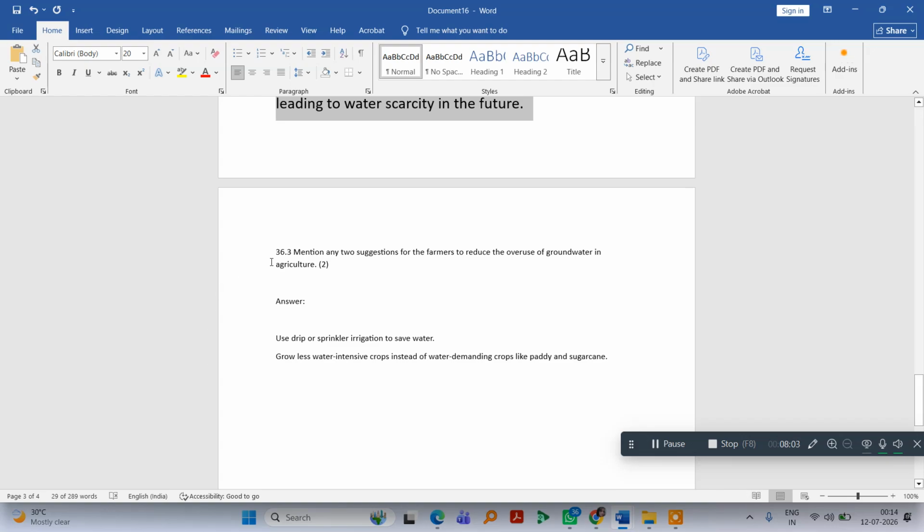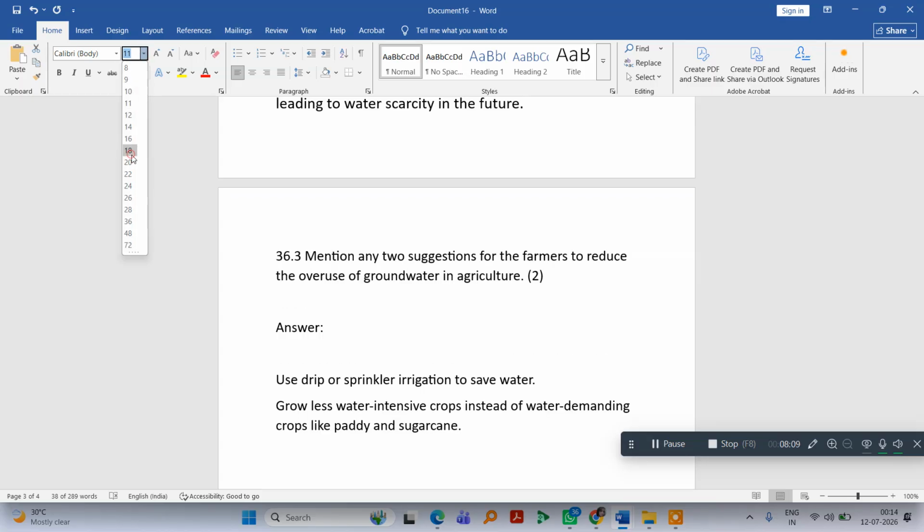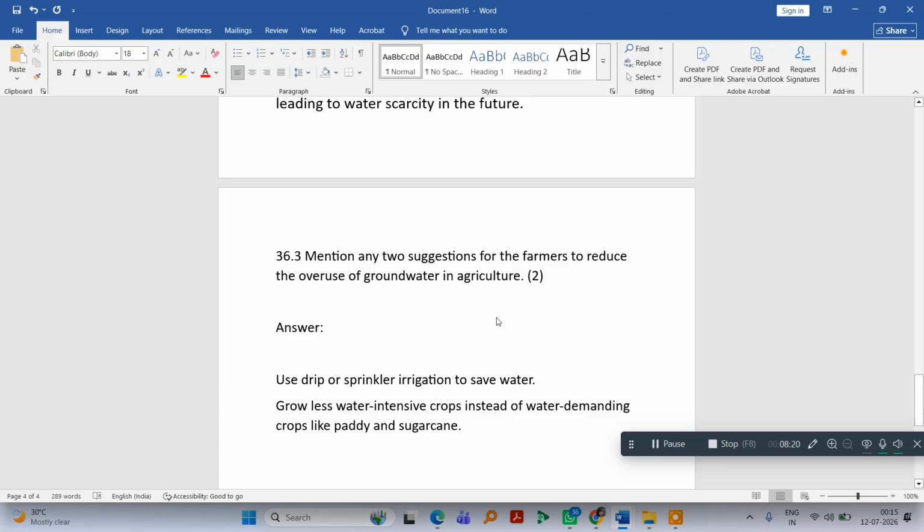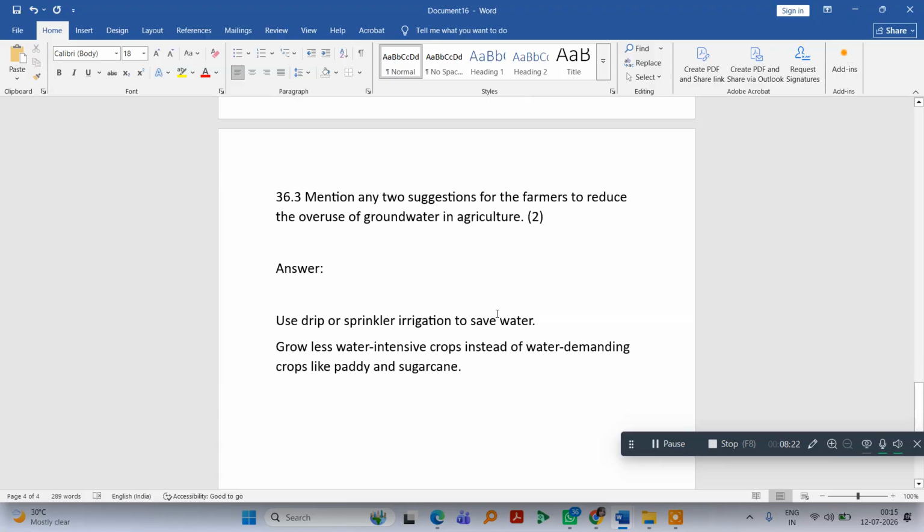Next one. This is the third part of the 36th question. Mention any two suggestions for the farmers to reduce the overuse of groundwater in agriculture. The answers are there in the passage. The answers are as follows.